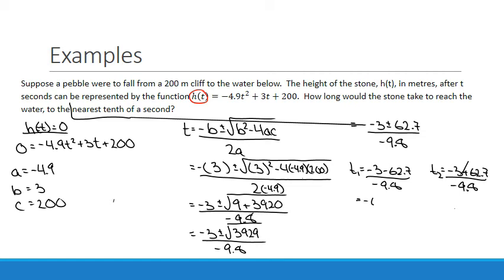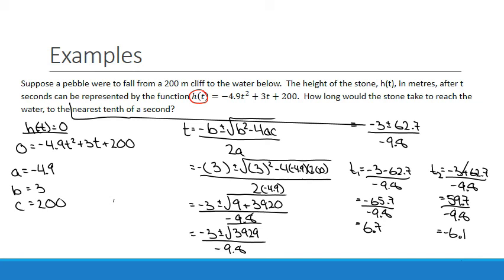So then I'd get negative 65.7 divided by negative 9.8. All right, when I do that division, I get 6.7. Go over here, negative 3 plus 62.7, I end up getting 59.7 divided by negative 9.8. I get negative 6.1. So I have two answers.